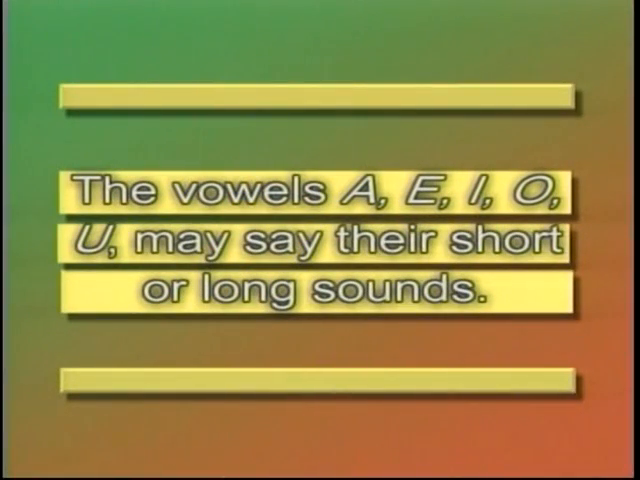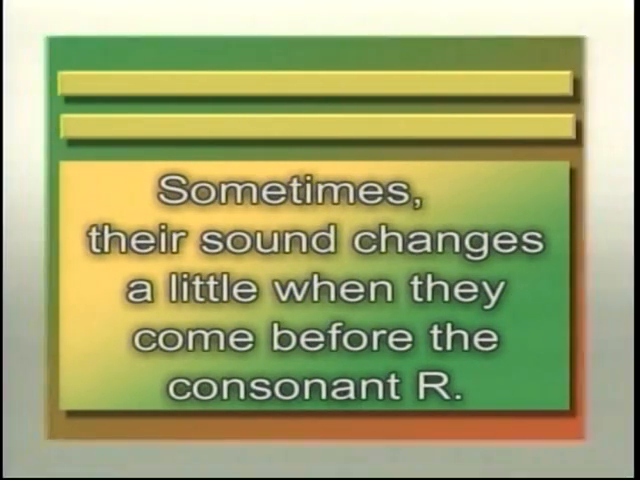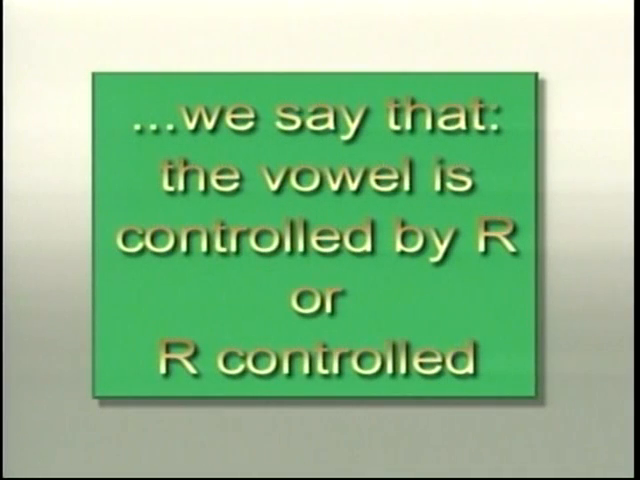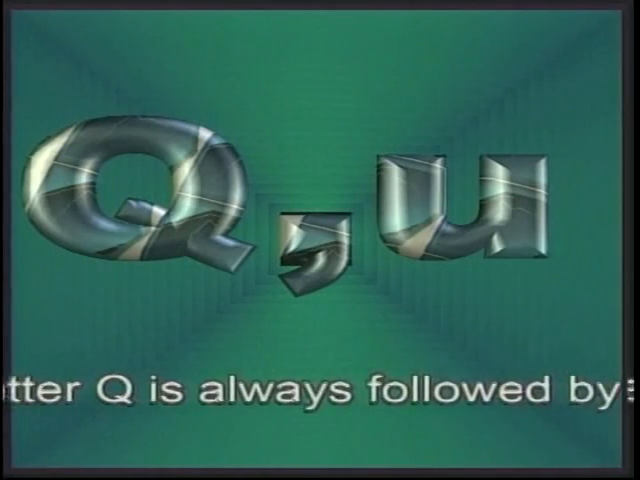You learned that the vowels A, E, I, O, U may say their short or long sounds. Sometimes their sound changes a little when they come before the consonant R. In this case, we say that the vowel is controlled by R, or R-controlled. These two letters, Q and U, work like a team. The letter Q is always followed by U.